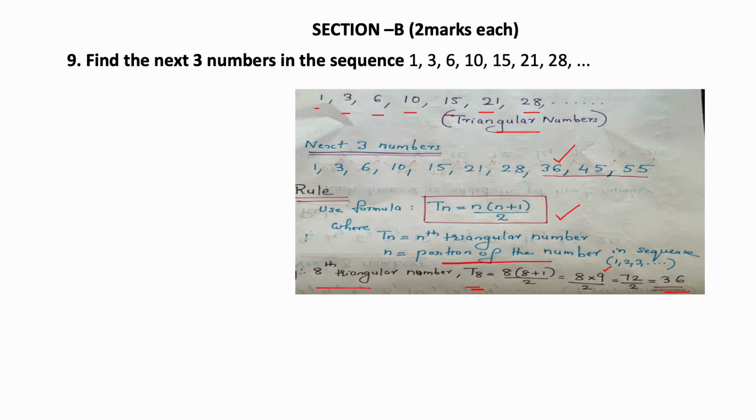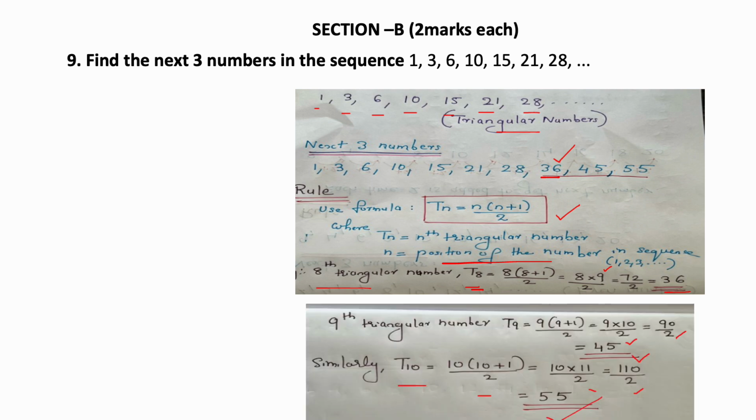That is 36. So, after 28, we have 36. Then, which is the ninth triangular number? Tn is equal to 9 into (9 plus 1) by 2. That is 9 into 10 by 2. That is 90 by 2. That is 45. So, this is the ninth triangular number.